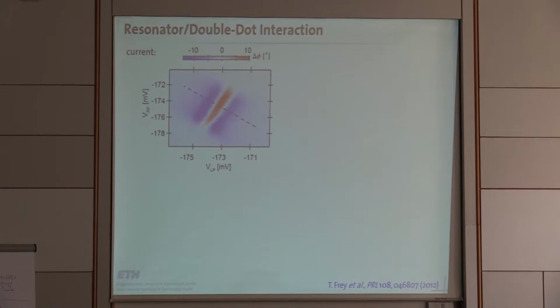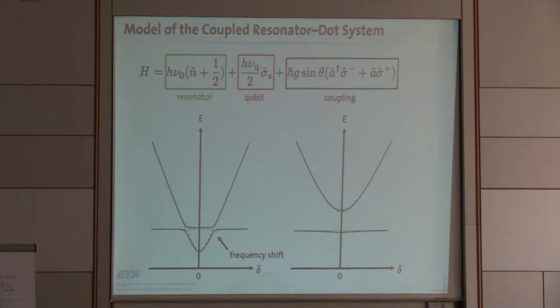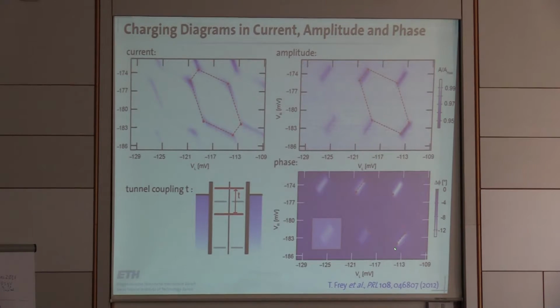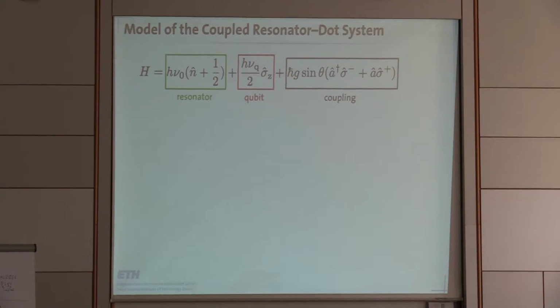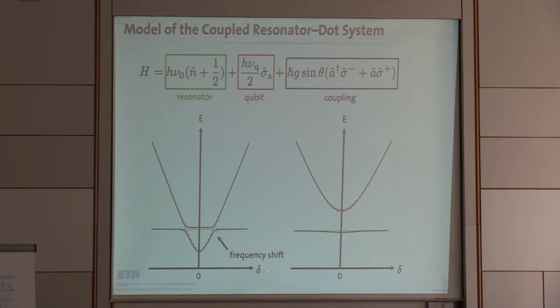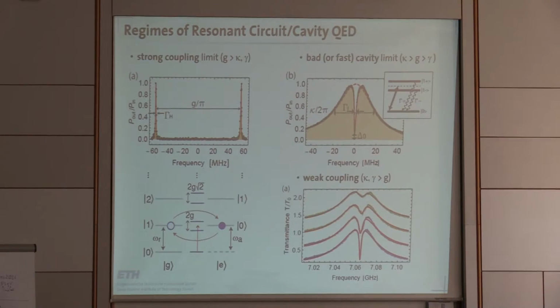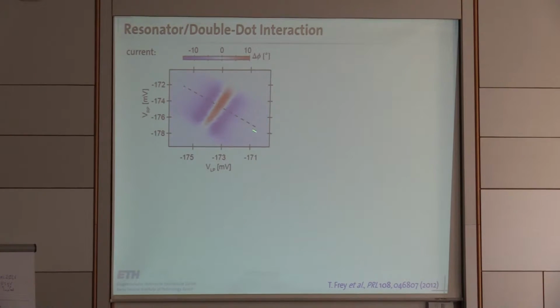So here's a typical diagram. Maybe I need to go back to this point. We now look with some more care at the line that connects two triple points, and we tune the transition, we tune the detuning between the two qubits relative to each other. And here's what we see: this is the phase shift of the transmitted radiation as we tune the transition frequency between the two quantum dot states.